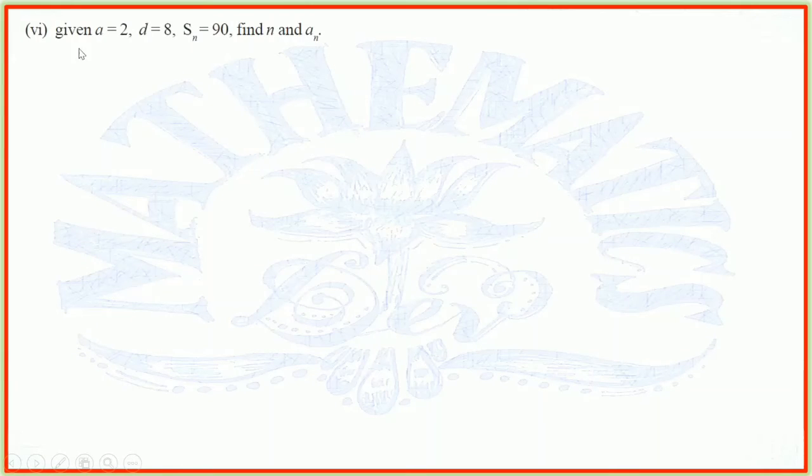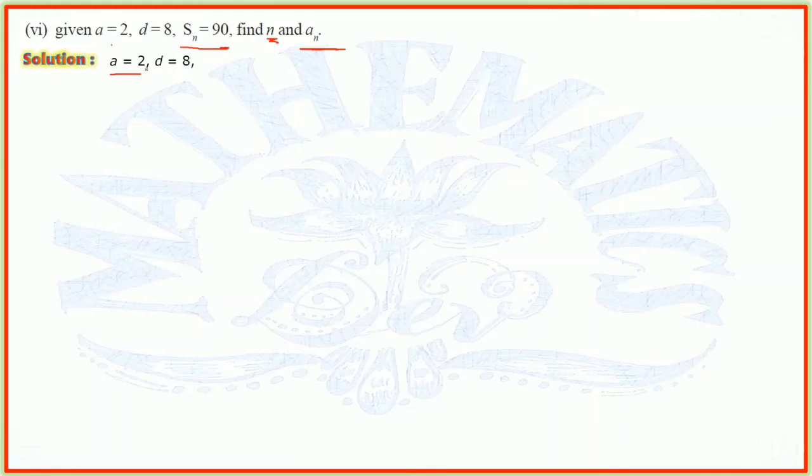Now the next part is part number 6. Given a is equal to 2, the common difference is 8, and the sum of n terms equals 90. Then we have to find out the number of terms involved and then the last term. So let us start the solution.